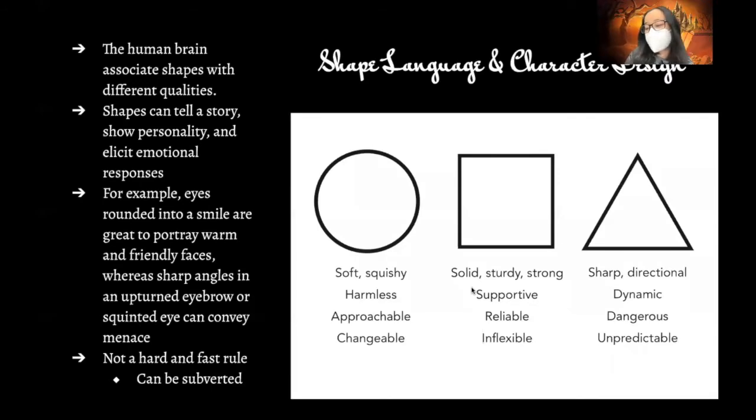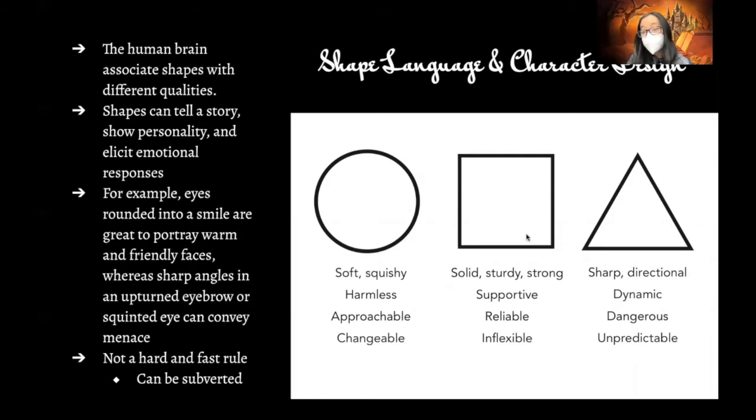Okay, shape language. Shape language is a very important concept in character design. The idea of shape language is that the human brain associates shapes with different qualities. Shapes can tell a story, show personality, and elicit different emotional responses. Like the examples you see here with these three different shapes.